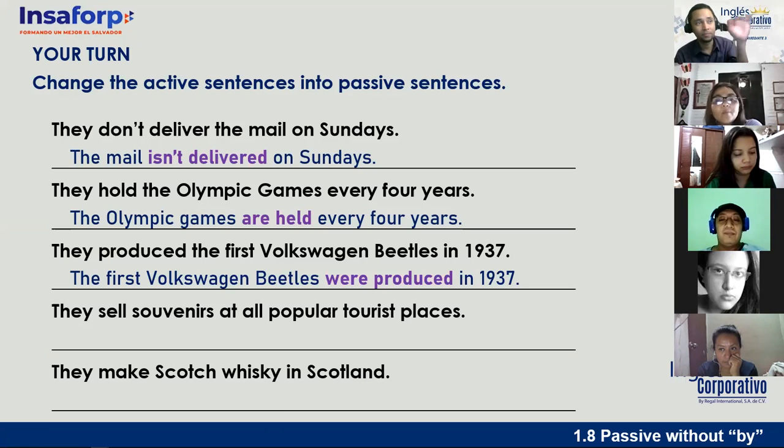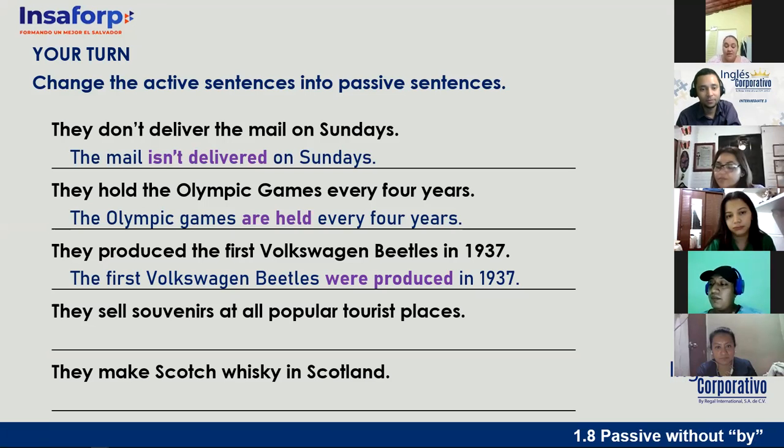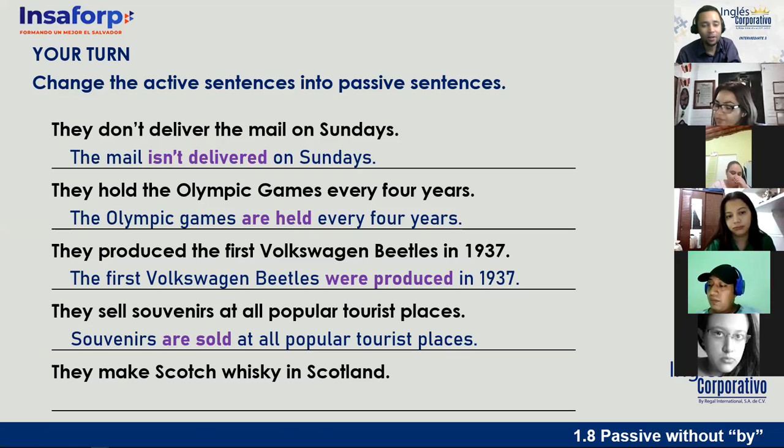What about number four? Volunteers, please. Jenny, they sell souvenirs at all popular tourist places. Souvenirs are sold at all popular tourist places. Good. Very good. All right. Thank you, Jenny. And the last one, please.